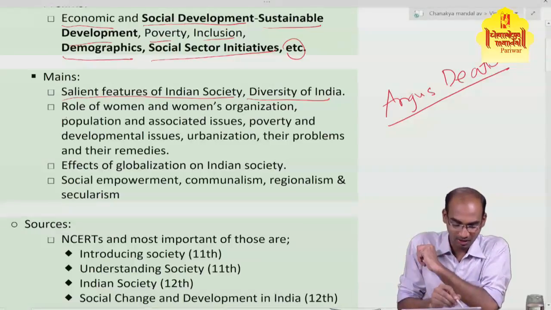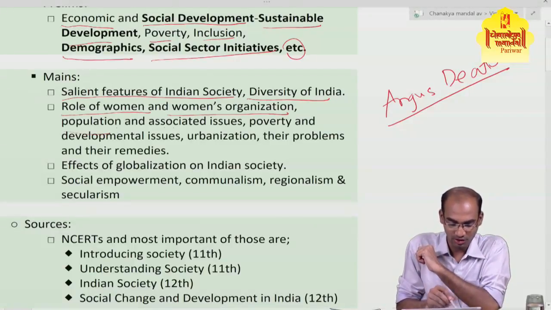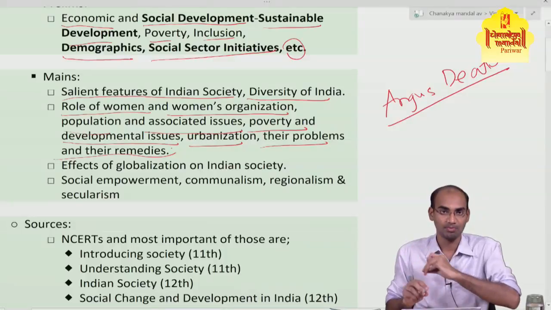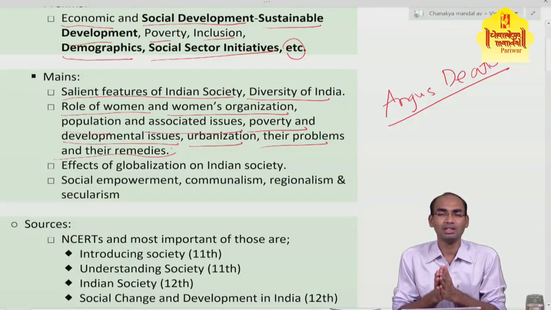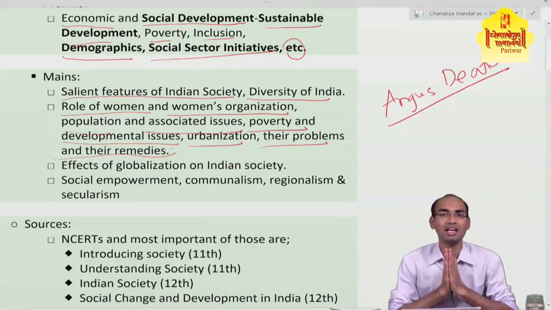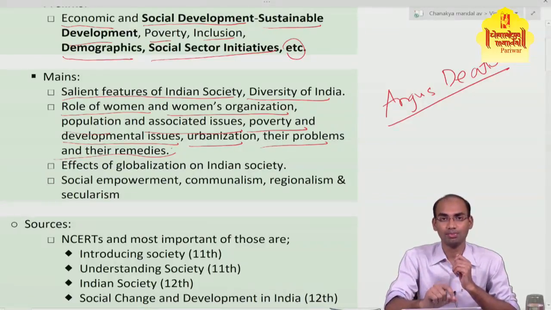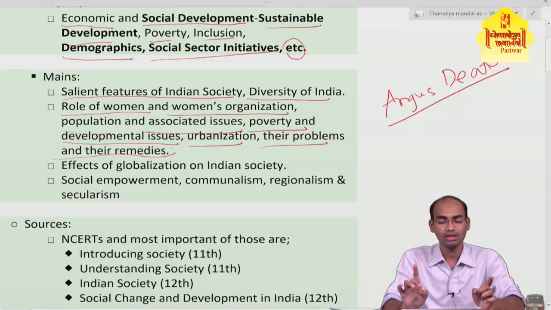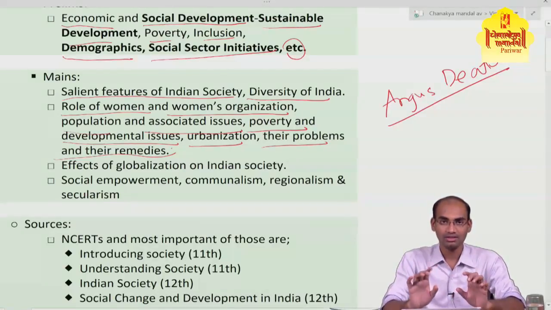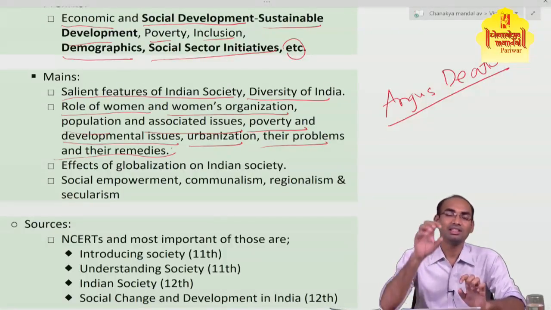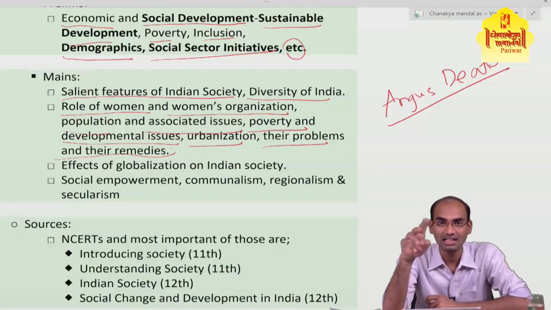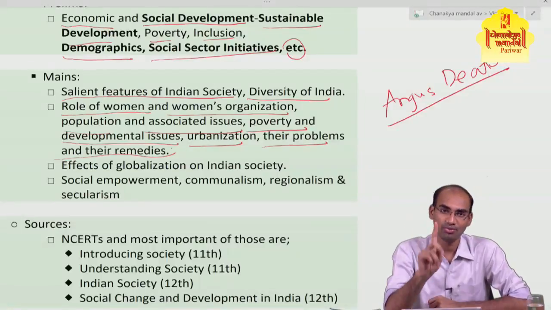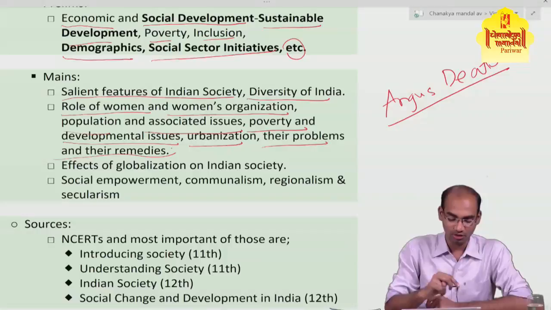Okay, the second topic is role of women and women's organization, population and associated issues, poverty and developmental issues, urbanization, their problems and their remedies. Very big topic, and UPSC always makes a point to ask many questions related to this topic. There is always at least one question related to women empowerment, and at least one question related to poverty. UPSC always makes it a point to ask questions on these points alternately, women and poverty, or women and developmental issues. But there is always one question related to women empowerment.